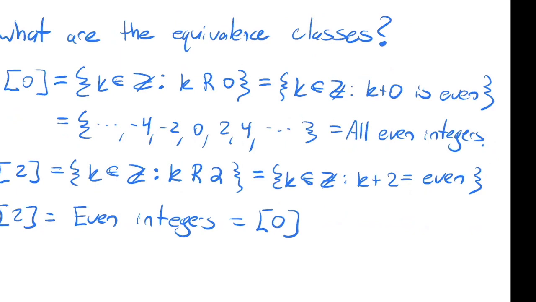So in other words, it doesn't matter which thing in this set I choose to be its representative, they're all going to be the same. So the equivalence class for 2 equals the equivalence class for 0, equals the equivalence class for 100, equals the equivalence class for any other even integer.